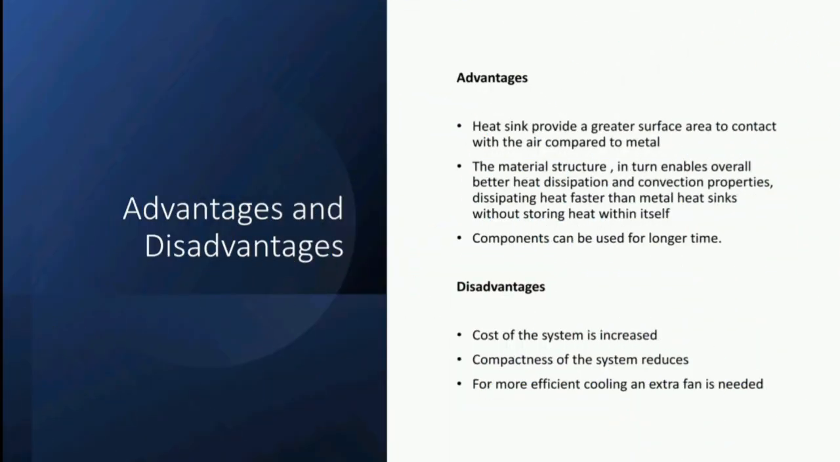Hence, after learning about heat sink, the principle, types, and factors to be considered, let us now go to the last content, that is advantages and disadvantages. Advantages of heat sink are they provide a greater surface area to contact with the air compared to metal. The material structure in turn enables overall better heat dissipation and convection properties, dissipating heat faster than metal heat sinks without storing heat within itself, and components can be used for a longer time.